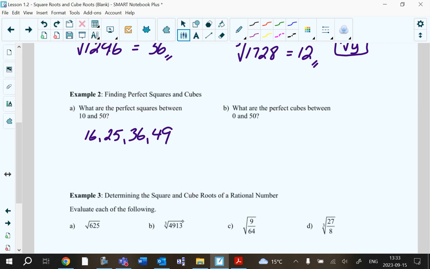Perfect cubes between 0 and 50. 4 is a perfect square, not a perfect cube. I heard somebody say 1. That's the first one. 8, 27, and now we're too big because the next one would be 64.